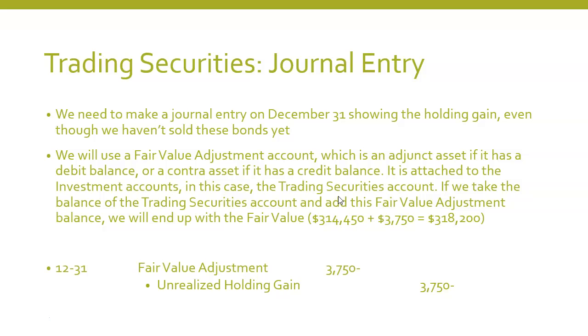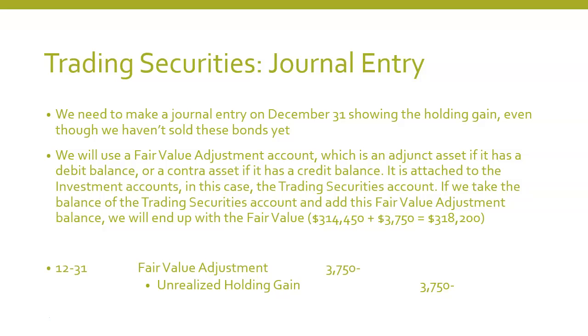Okay, we need to make a journal entry on December 31st, the end of our fiscal year, showing the holding gain, even though we haven't sold these bonds yet. We're going to make a new account called the Fair Value Adjustment Account, which is an adjunct asset if it has a debit balance, or contra asset if it has a credit balance. It is attached to the investment accounts, in this case, the trading securities account. If we take the balance of the trading securities account and add this fair value adjustment balance, we will end up with the fair value.